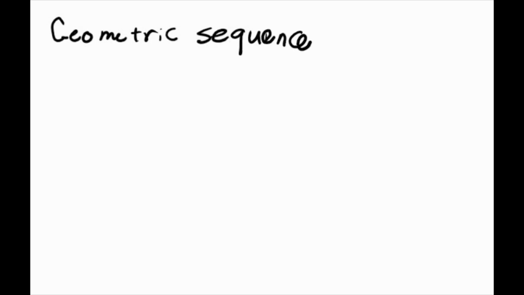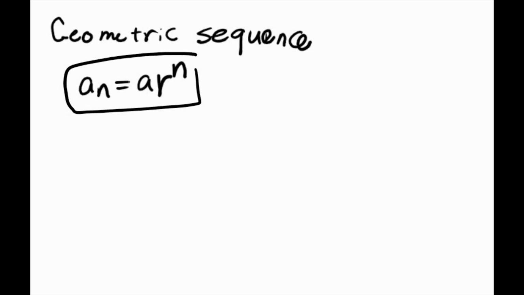For geometric sequence, we're going to multiply. And the function for that is a sub n is equal to a r to the power of n. This is another formula, another function that we have to remember, because in other courses we're going to use this. So this is geometric sequence. Geometric sequence is multiplying.